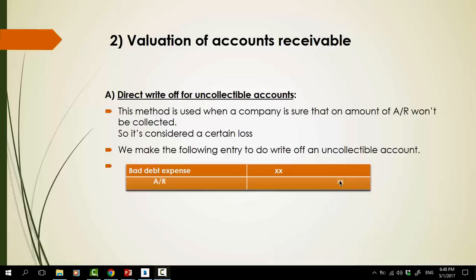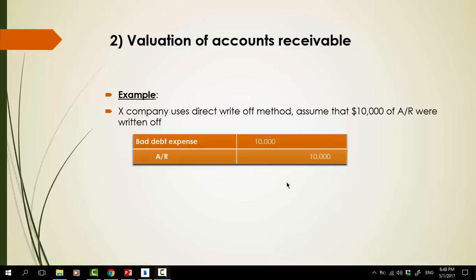Then the journal entry in the case of the direct write-off method will be bad debt expense and accounts receivable. For example, assume that X company uses the direct write-off method and assume that the management authorized the write-off of $10,000 of the account receivable. Then what will be the journal entry? The journal entry will be bad debt expense and accounts receivable.